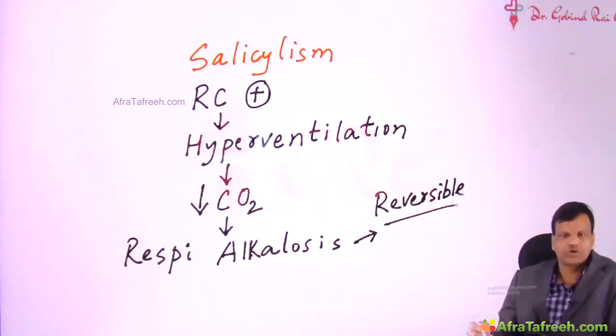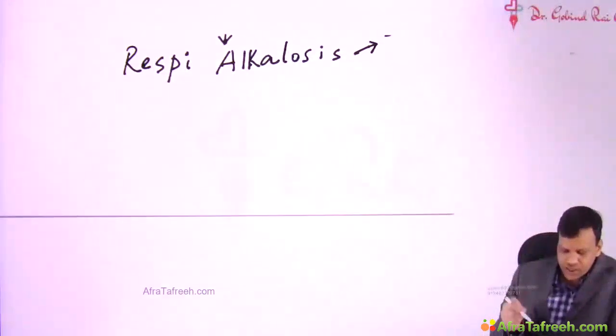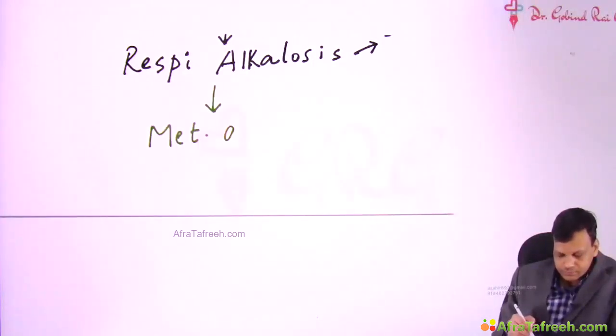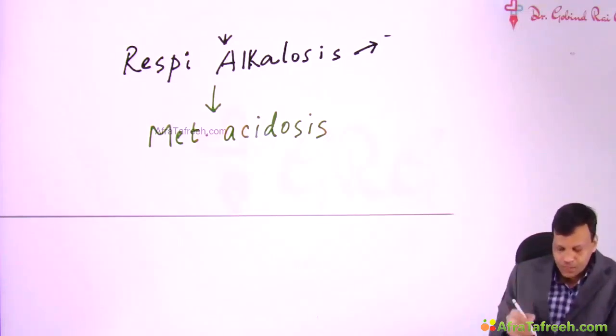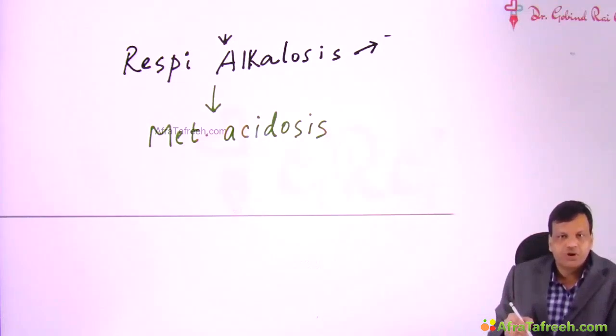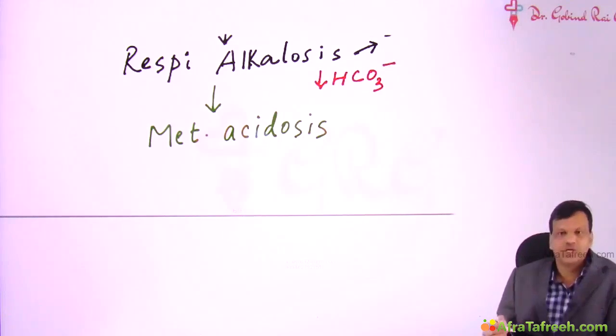Now suppose we do not stop aspirin and we continue to give it. Now this respiratory alkalosis will be converted to metabolic acidosis. Why this happens: number one, when there is respiratory alkalosis, it will be compensated by the metabolic system. That means the kidney will start removing bicarbonate in the urine. When bicarbonate is removed in the urine, it becomes less in the blood. The medium will start becoming neutral. From alkalosis, it will start becoming normal pH.